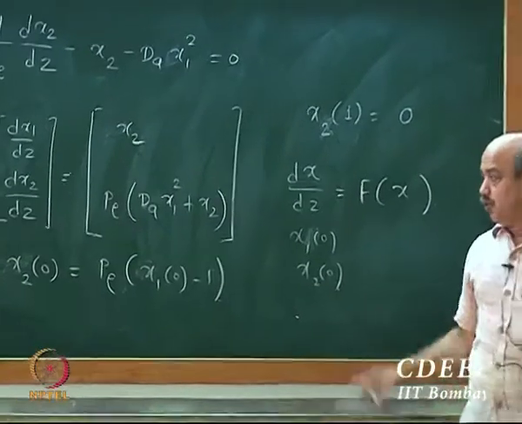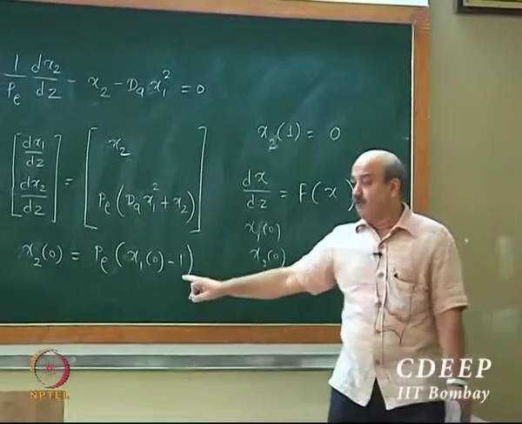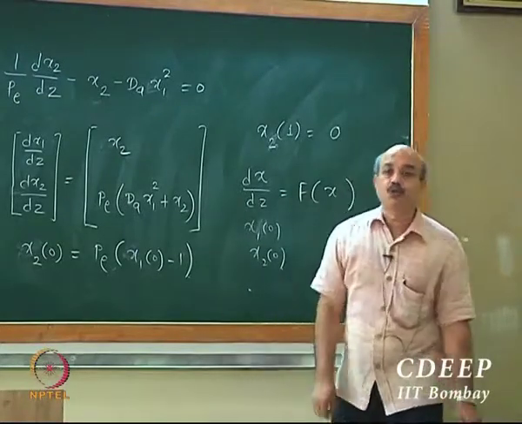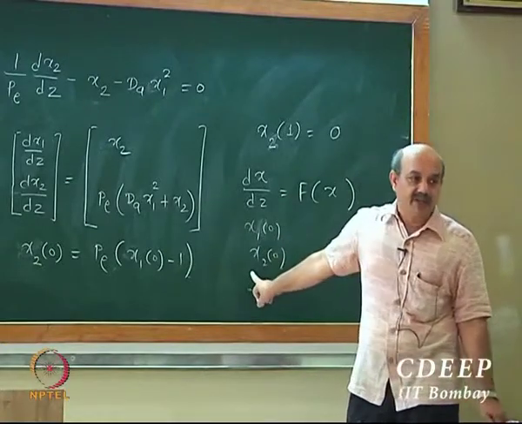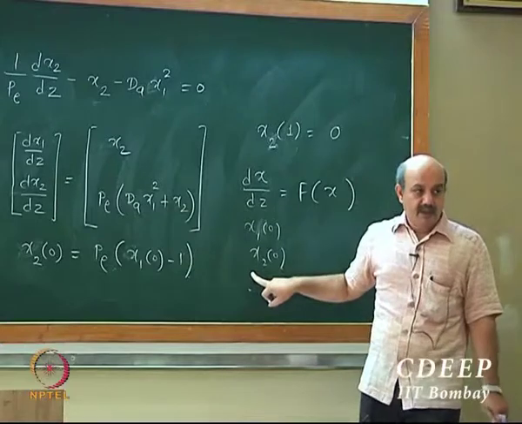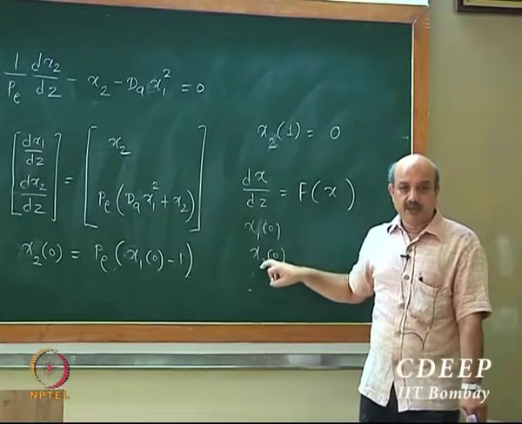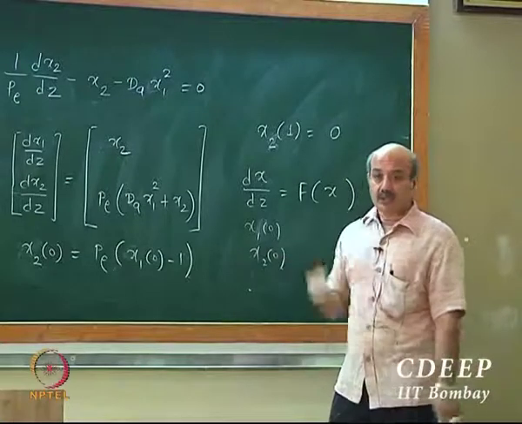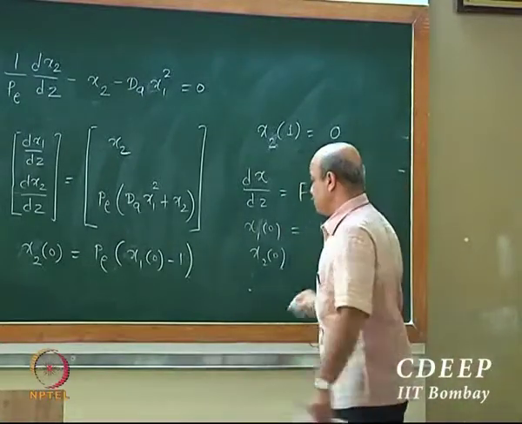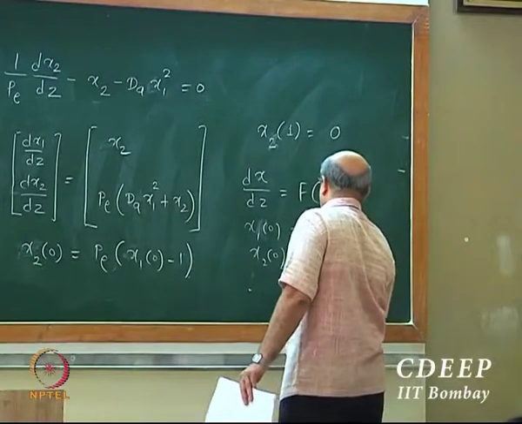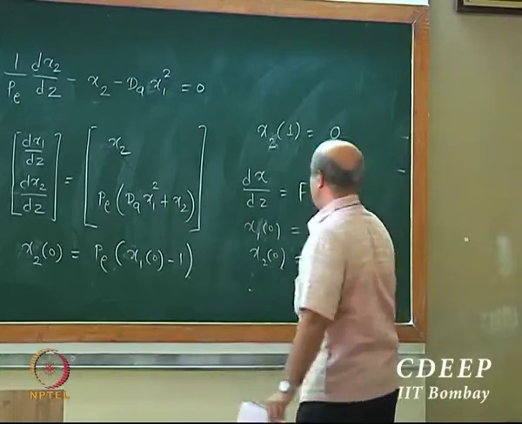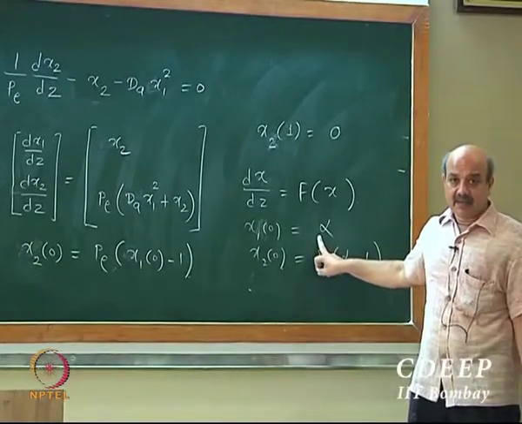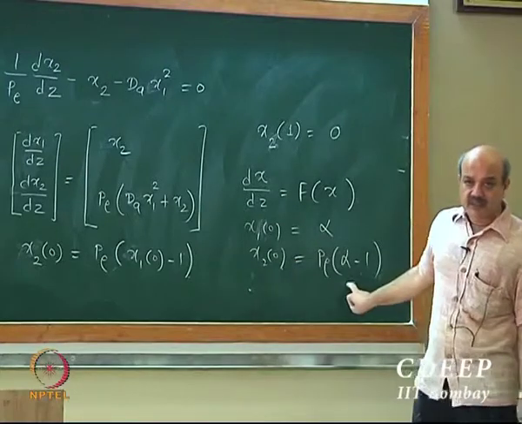Okay, I need x1 0 and x2 0. I do not have two of them separately. I have one constraint. Suppose I decide to choose x1 0, x2 0 will get defined. Then I can choose x1 0, let's say I call this alpha. Then x2 0 will become alpha minus 1. This is my guess. Using this guess, I get x2 0.